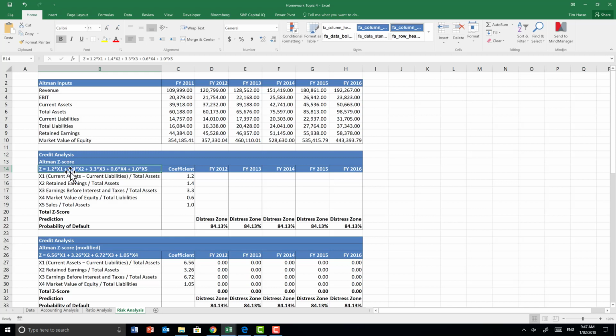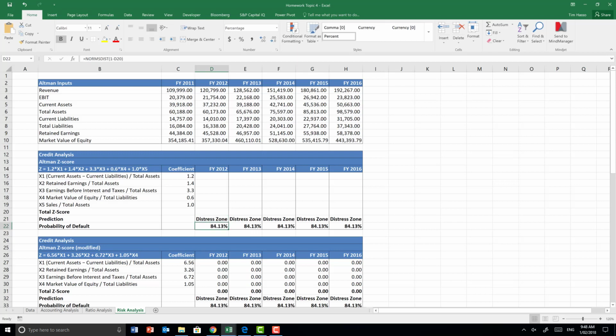Then you add the second part, which is 1.4, and again the coefficient multiplied by x2, and then x2 is retained earnings divided by total assets, and so on. So the idea is that you're estimating an equation, and that's going to give you a prediction score, and that prediction score is going to tell you whether the firm is in the safe zone, the stress zone, or the gray zone where we don't necessarily know exactly what's happening.